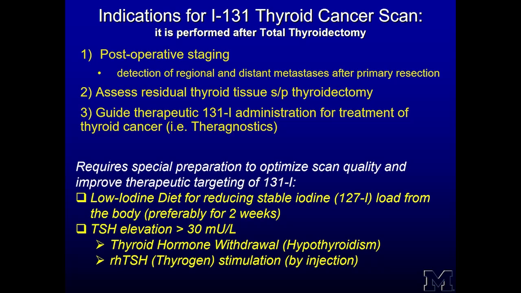The low iodine diet preparation is required for reducing the stable iodine load from the body. The length of low iodine diet is preferably 2 weeks for good preparation. The second preparation is obtaining TSH elevation above 30 milliunits per liter, which is obtained either by thyroid hormone withdrawal or by injection of recombinant human TSH in the Thyrogen stimulation protocol.